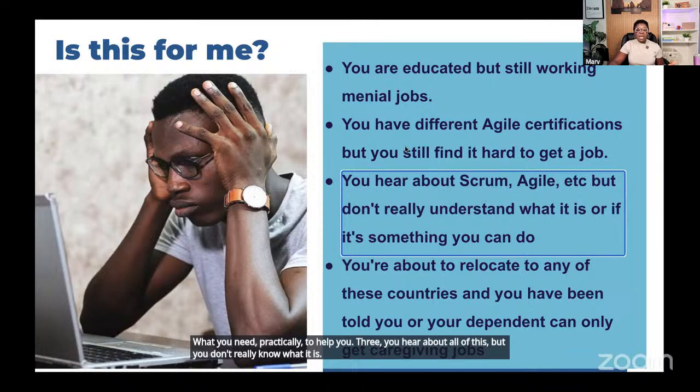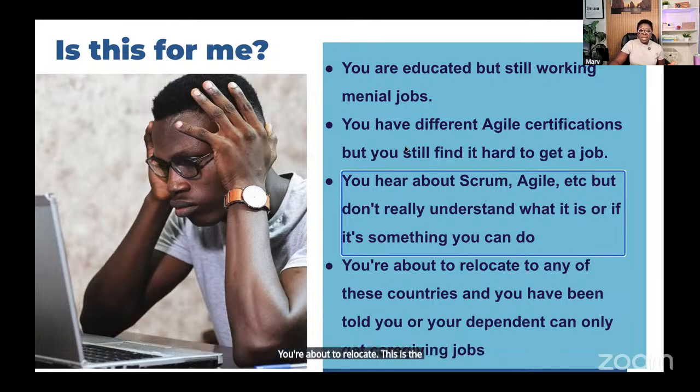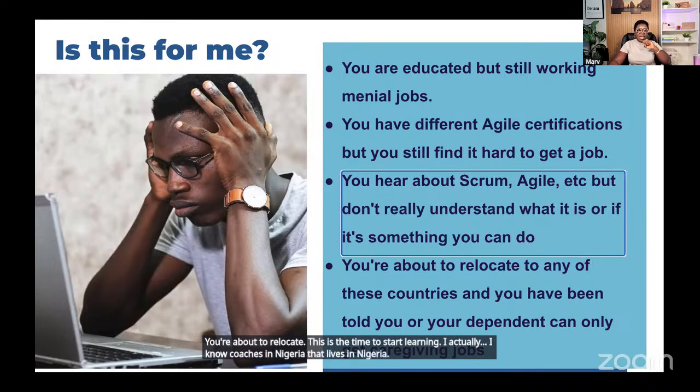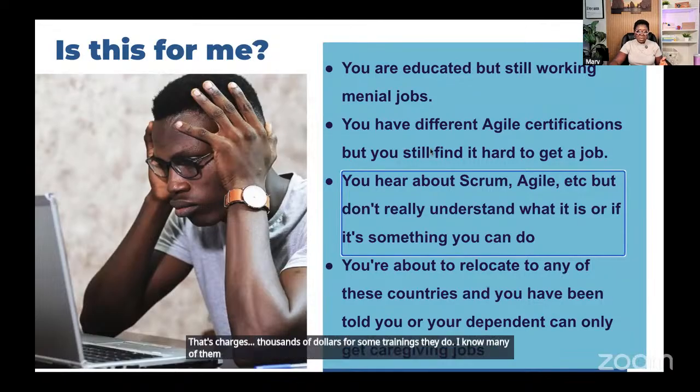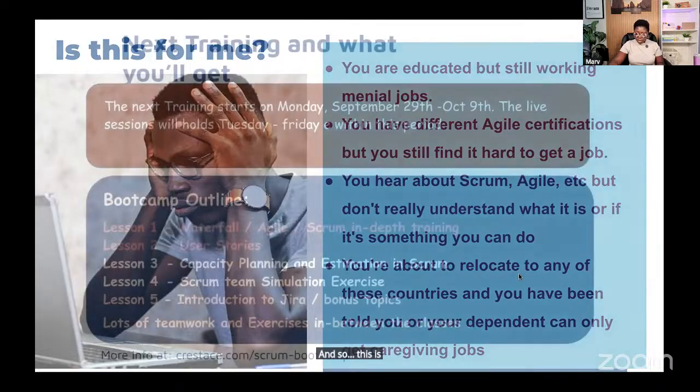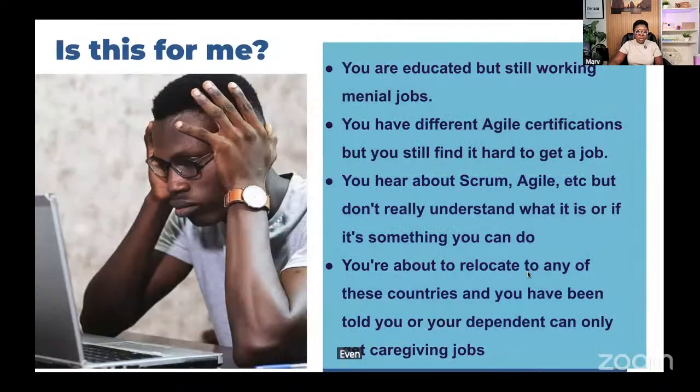You're about to relocate. This is the time to start learning. I know coaches in Nigeria that live in Nigeria that charge thousands of dollars for some trainings they do. I know many of them. I follow them. And so this is the time for you to start, even if you're not in any of these countries yet. In Nigeria today, there are these roles. What I don't know, I can't say. I know they pay in six figures. I know that, of course, they pay in six figures every month.